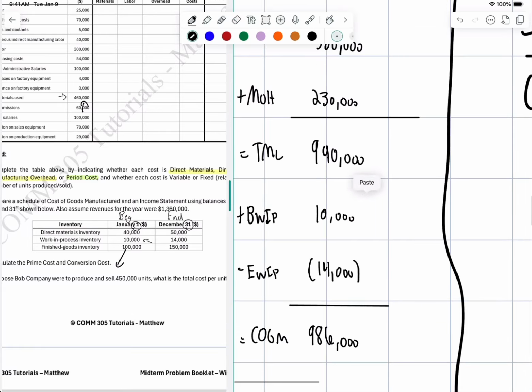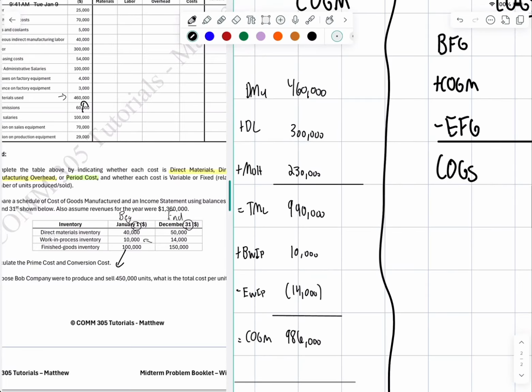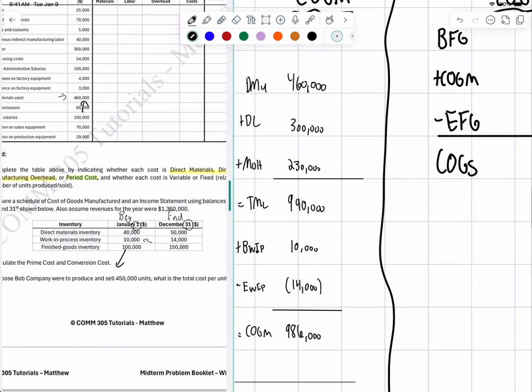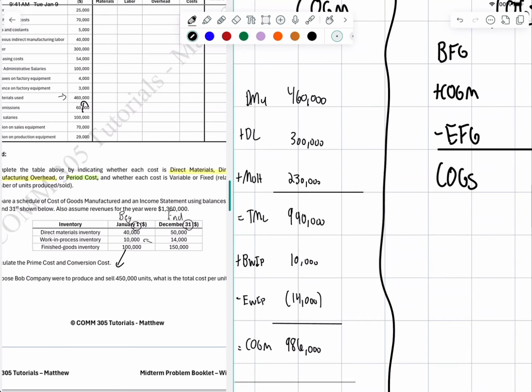So like I said, guys, the COGM schedule that you saw in the theory video is technically the correct one. But this is the one that you're going to use on your exams. For all intents and purposes, it's a lot fewer lines. It's a lot more efficient with your time.